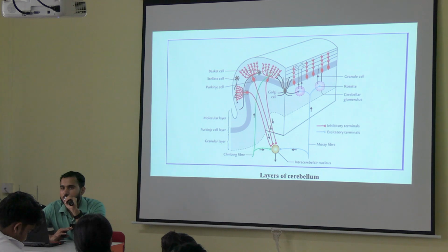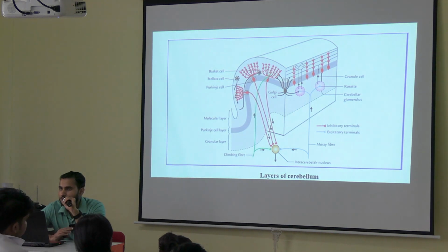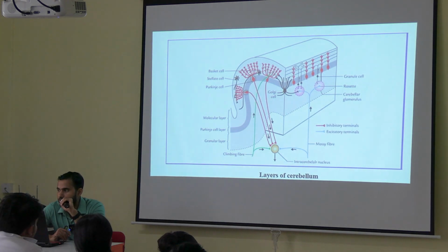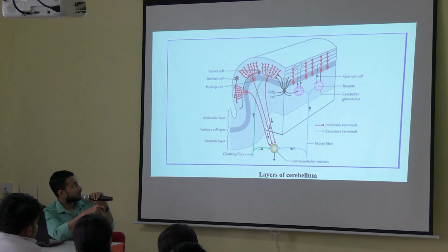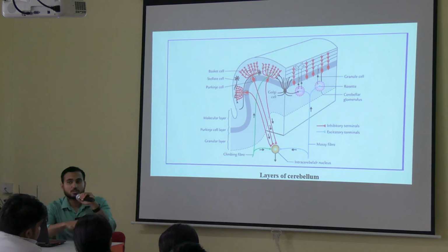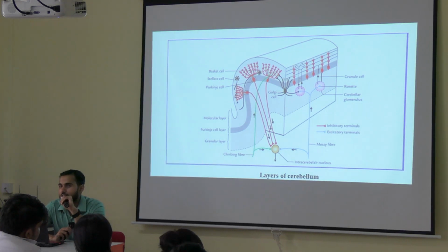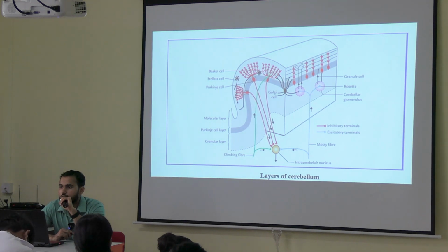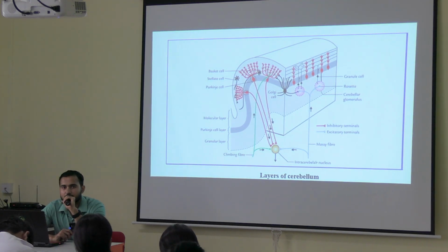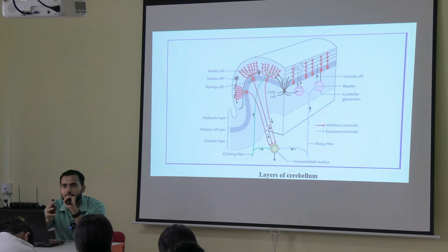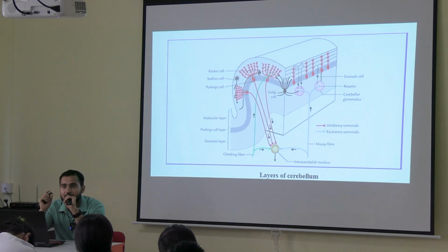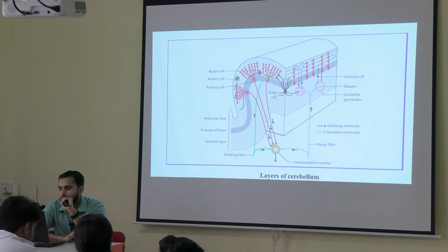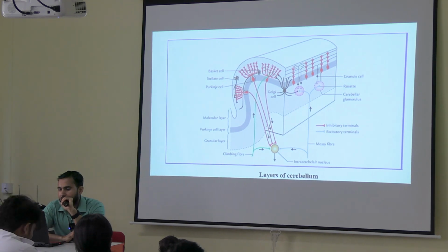In the cerebellum, along with the granule cells, another special type of cell is present. Those are called Golgi cells, as you can see in the diagram. Now these Golgi cells are the largest cells of the cerebellar cortex. Short question: among all the types of cells in the cerebellar cortex, the largest one is the Golgi cell.